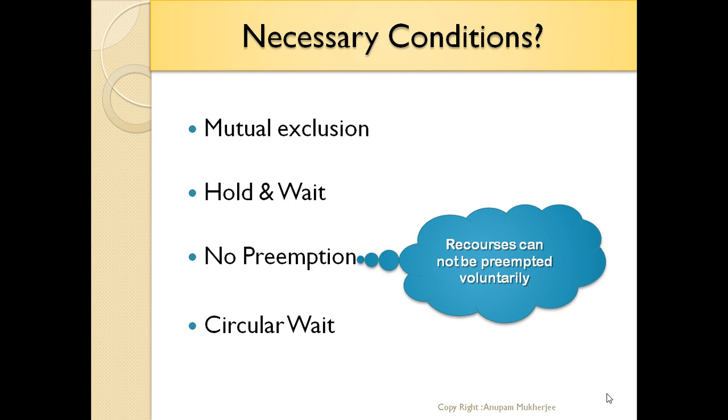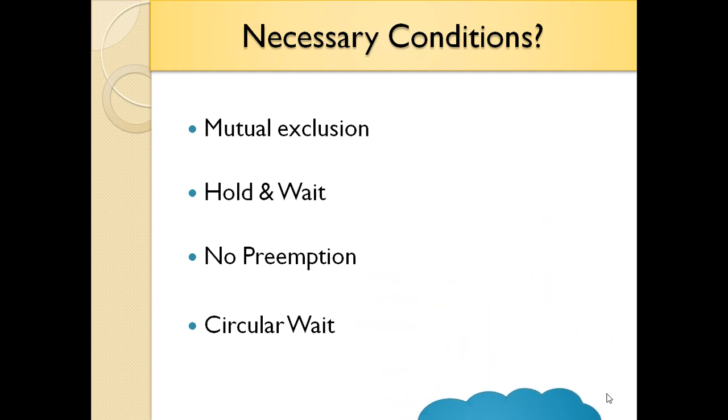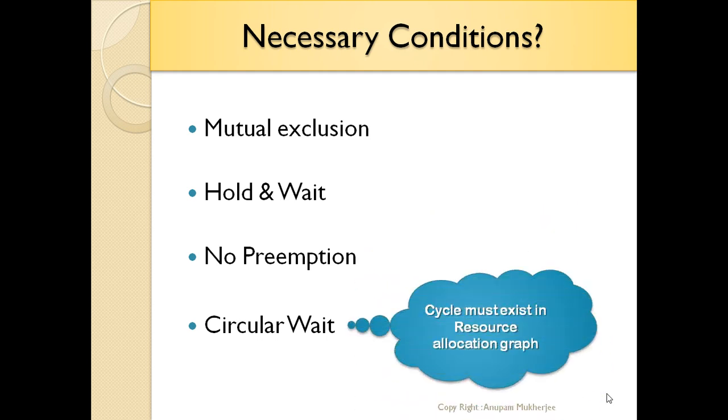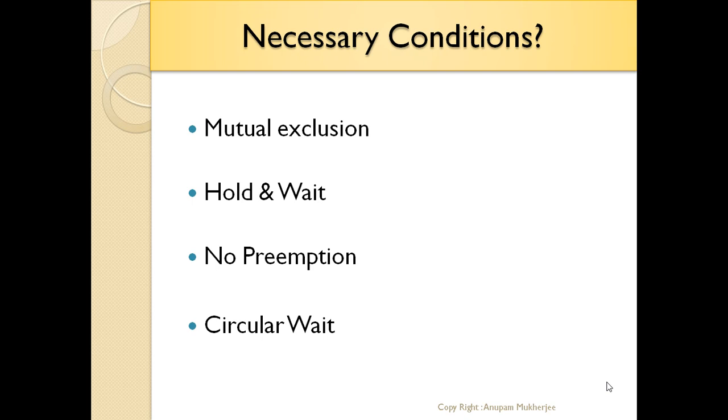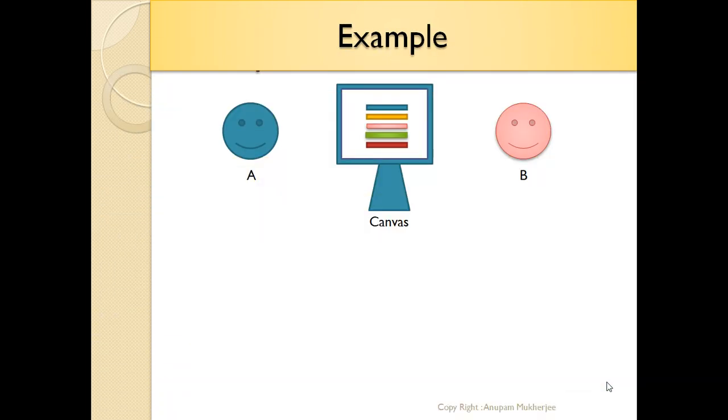Some of my students ask me, sir, I'm not clear. What do you want to say? Means what is mutual exclusion, hold and wait? For that purpose, I'm giving a real life example. The real life example here shows that there is a canvas. As we know, what is a canvas?